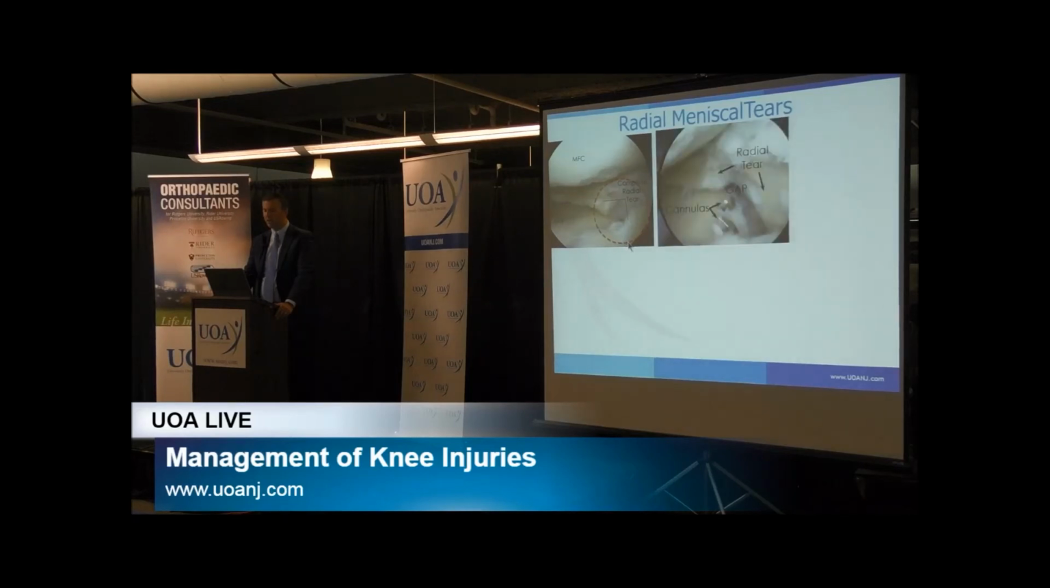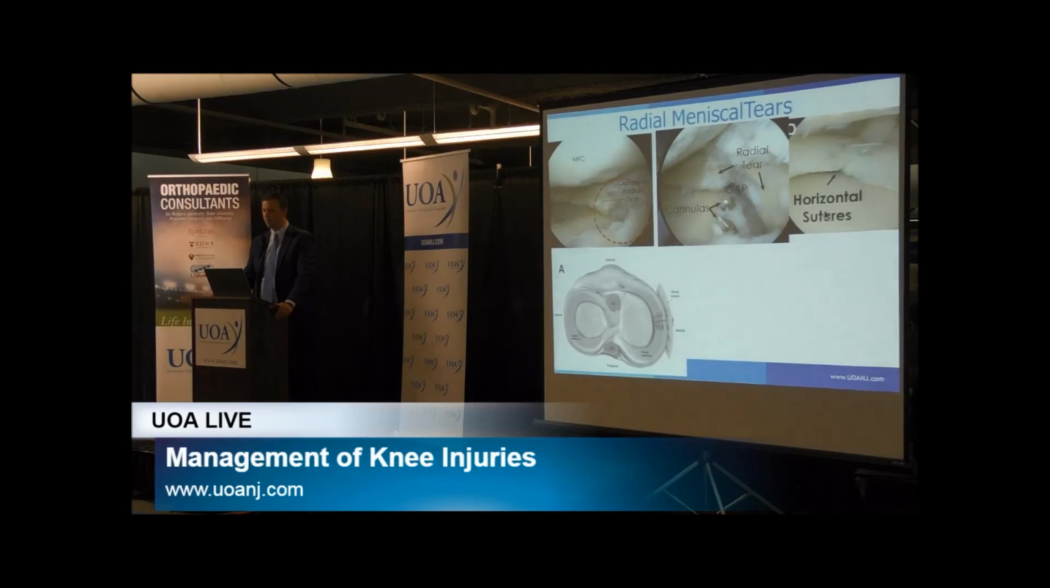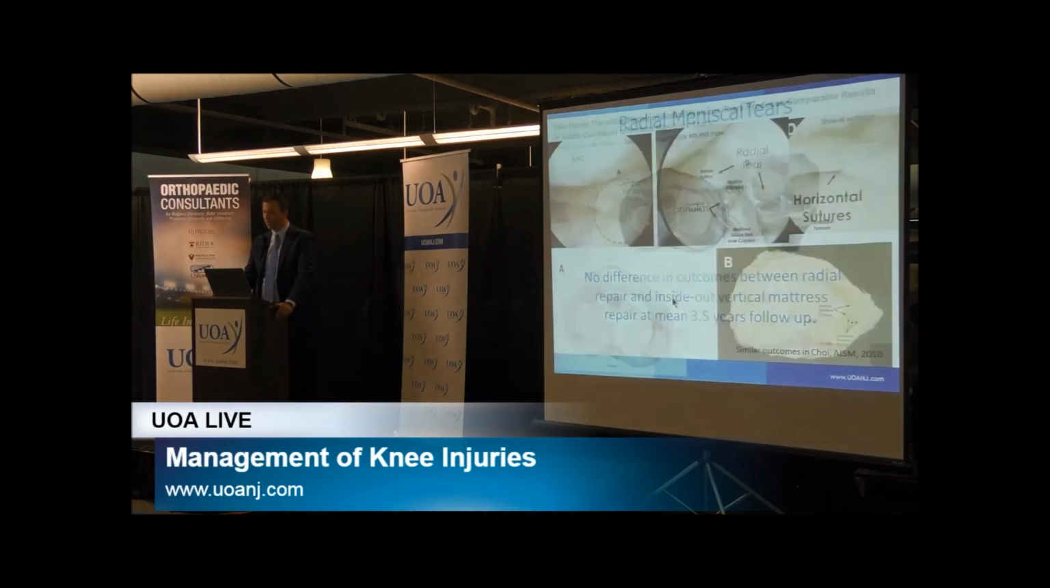So this is an example of a radial tear. This is a more challenging technique, but there's a couple options out there where you can place 2 small drill tunnels at that tear site, anchor that tissue back down to the tibia, and then place horizontal stitches that go in line with that meniscus, and ultimately get that to hopefully heal back to there.